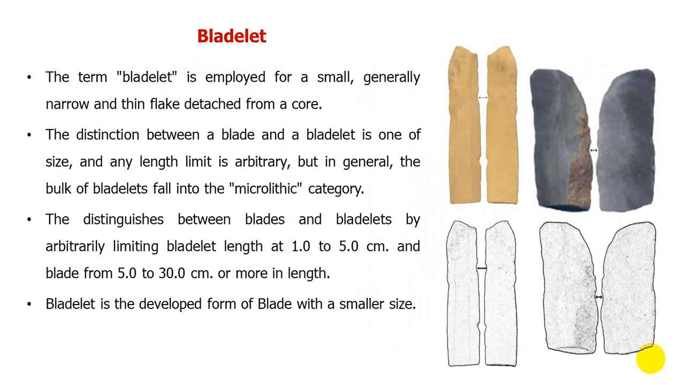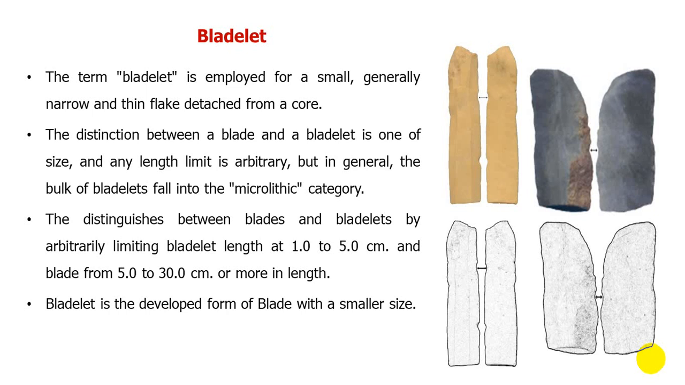Bladelet. The term bladelet is employed for a small, generally narrow and thin flake detached from a core. The distinction between a blade and a bladelet is one of size, and any length limit is arbitrary. But in general, the bulk of bladelets fall into the microlithic category.